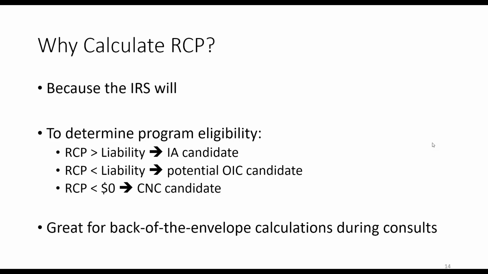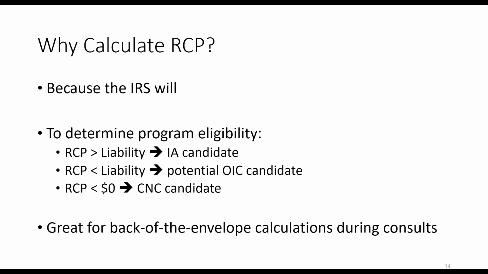So we're going to talk about why we want to calculate this. At the end of the day, first, the IRS will calculate the reasonable collection potential. Second, we're trying to determine if you're even eligible for it. If your reasonable collection potential exceeds the liability, then you're an installment agreement candidate. You're not an offer candidate.